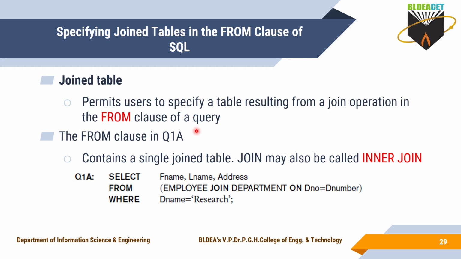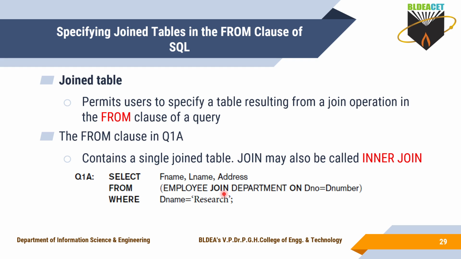In general queries, you use the table names, and how these two tables are related you specify as a condition in the where clause. Instead of that, you can also specify how these two tables are related in the from clause. How is it possible? It is possible by using a join.